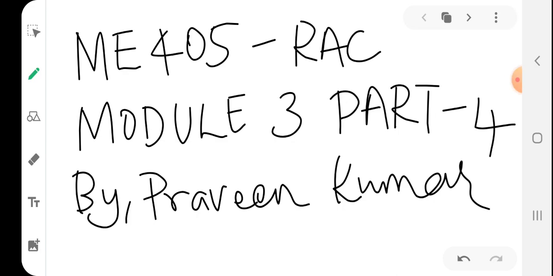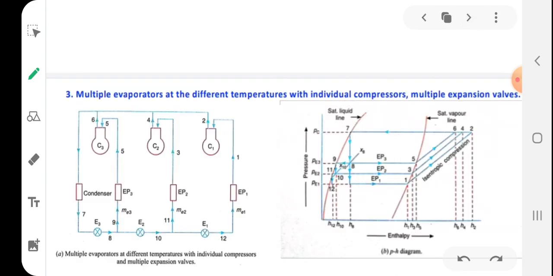Today we are going to continue our topic, multiple evaporators. We have already studied two types of multiple evaporator system. Now we will learn the third type: multiple evaporators at different temperatures with individual compressors and multiple expansion valve. So just note down this point. At different temperatures, all the evaporators are maintained at different temperatures with individual compressors. Each evaporator has its own compressor and multiple expansion valve.